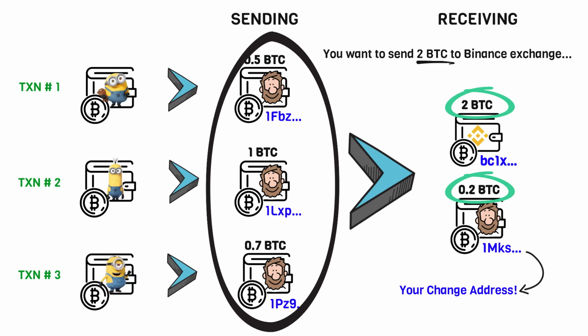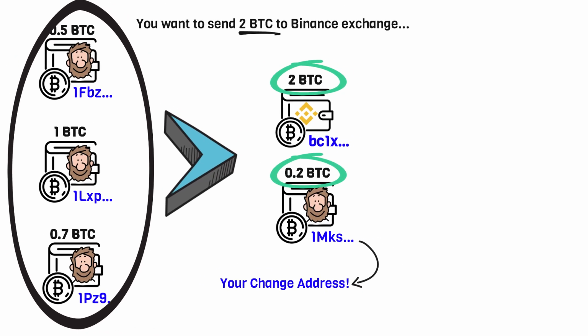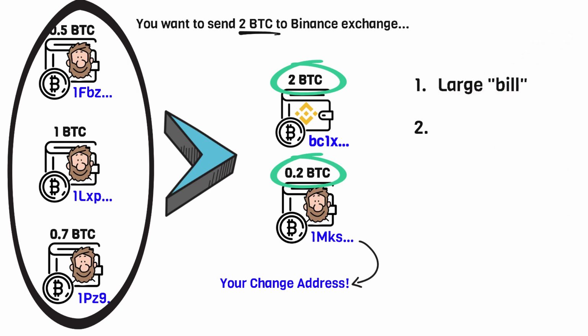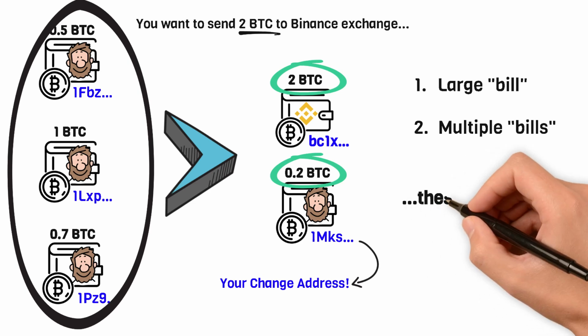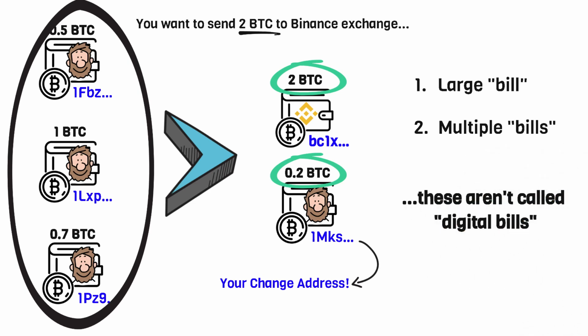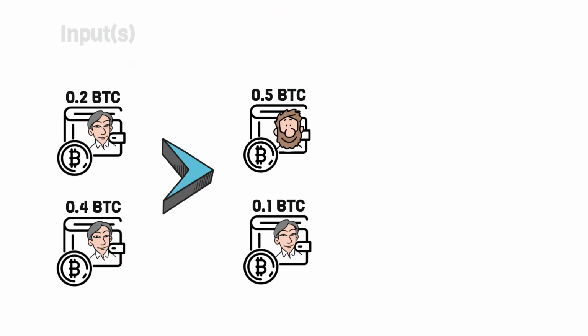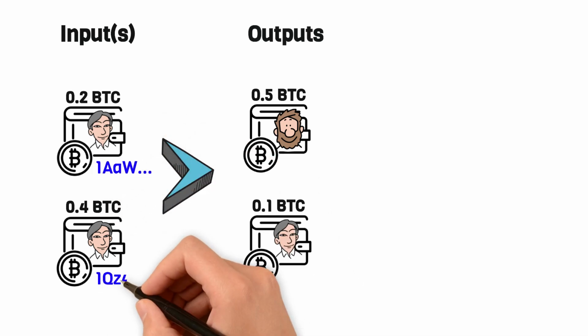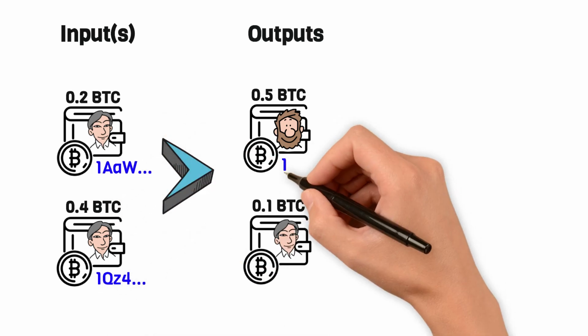At this point in the video, you've seen these Bitcoin bills used in 2 ways. A bill large enough to make a payment, but then there's change, or multiple small bills combined to make a larger payment. And here's where the terminology finally comes in, because they aren't called digital bills. You see, every Bitcoin transaction has 2 sides, inputs and outputs. Inputs are the addresses the Bitcoin is coming from, and outputs are the addresses the Bitcoin is going to.